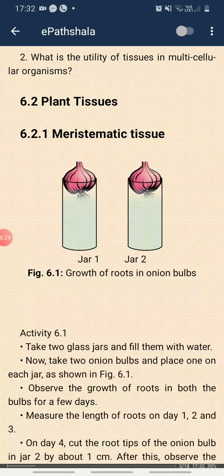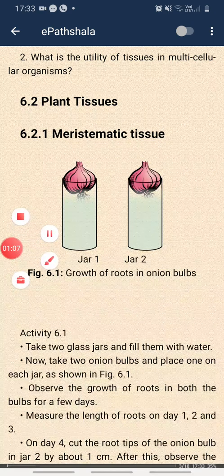If you do this experiment, just take two glasses and keep two onions in them the way it is shown here in this picture, in figure 6.1. What you have to do is keep the onion submerged in water, and then see the growth of the roots in both the onions for a few days, and keep measuring how it is growing. You will see the growth is almost the same, the pattern of growth is similar. Now, after 3-4 days, or let's say on the fourth day, you cut the root tip of the onion bulb.